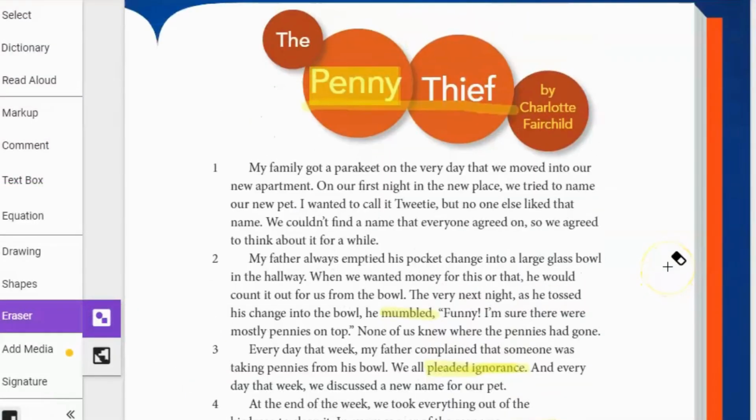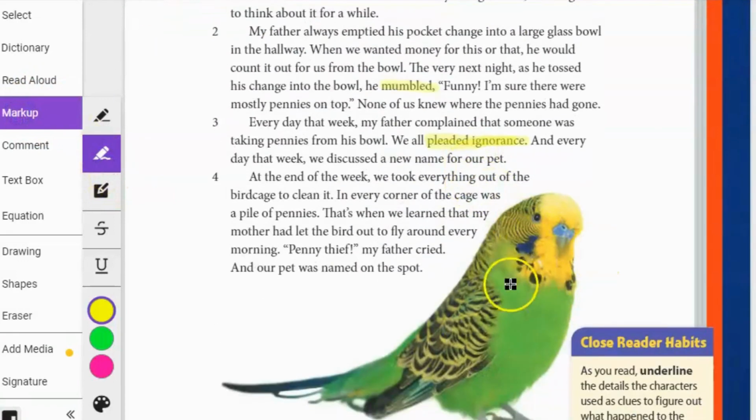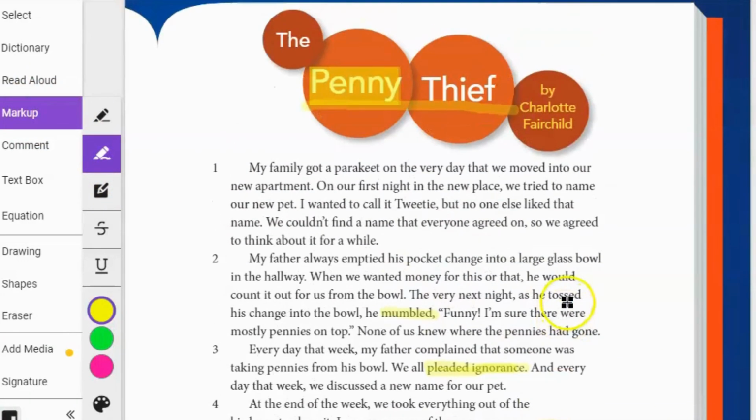Okay, students, today we're going to be reading a text about a penny thief to help us make inferences. Based on what the title says, a penny thief, as well as the picture available, we could make a prediction that this text will be about a thief, someone or something stealing pennies.